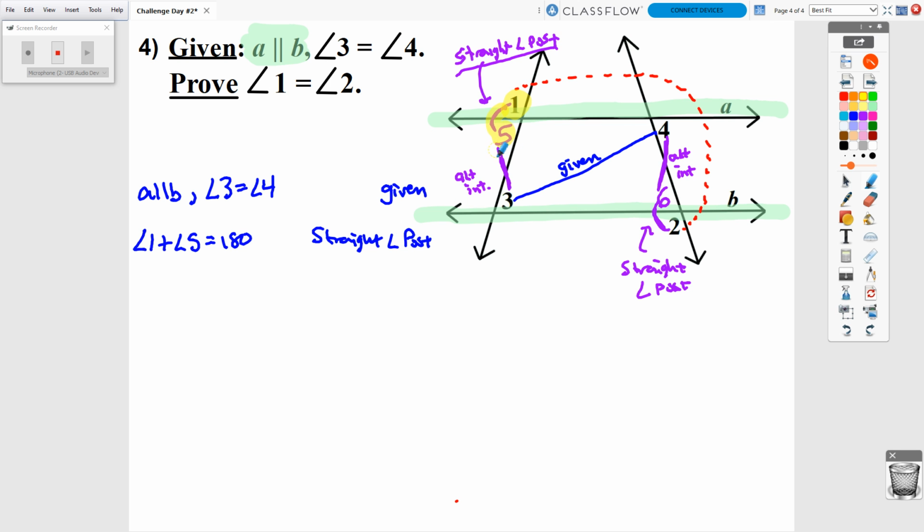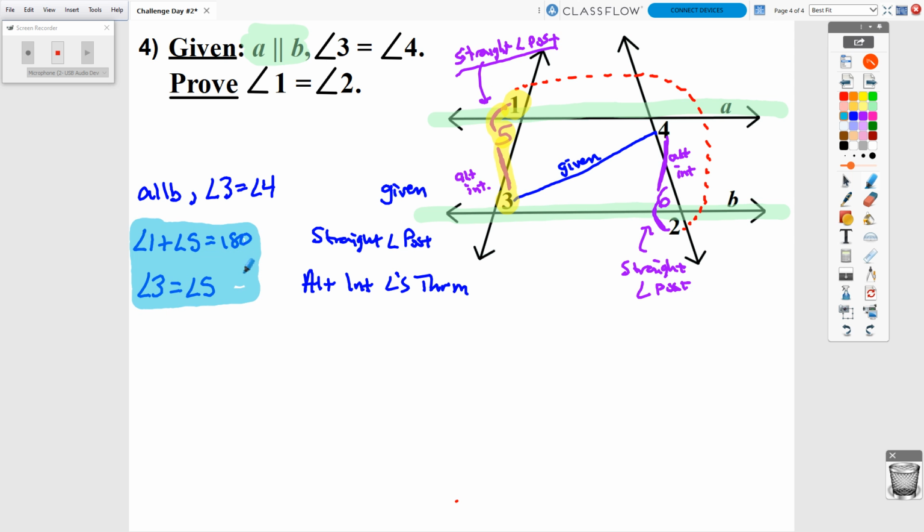So now I just keep going along in my game plan. I talked about 1 and 5. Now I'm going to talk about 5 with 3. So what was so special about 5 and 3? They were alternate interior angles. And with my parallel lines, they must be equal. So angle 3 is equal to angle 5 by the alternate interior angles theorem. Now, here's where I've got those two back-to-back pieces of solid connections, and I've written about both of them.